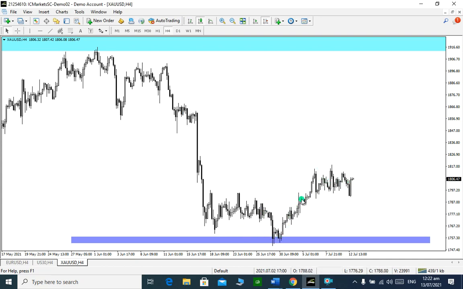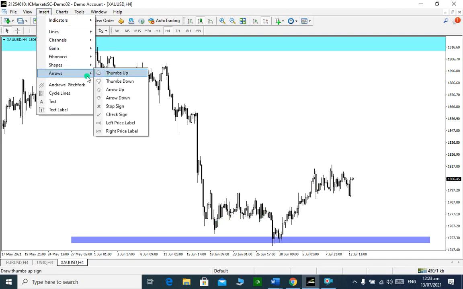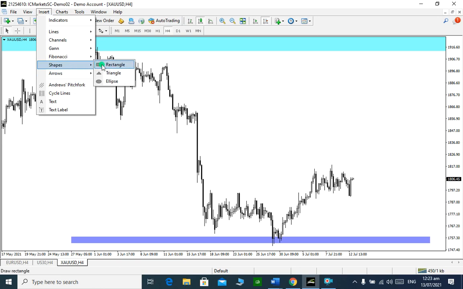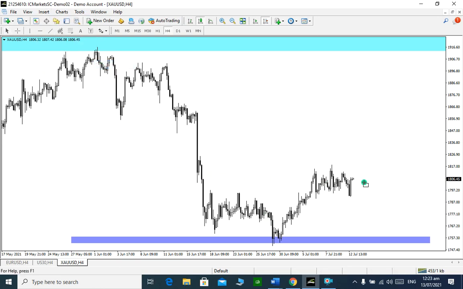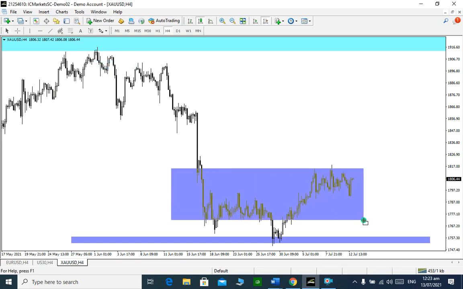So what else can we check out here? We can see this market has entered into a choppy range. This is a clear indication that one should stay out of this market. The other thing we can do is draw out another rectangle to capture this ranging market here.